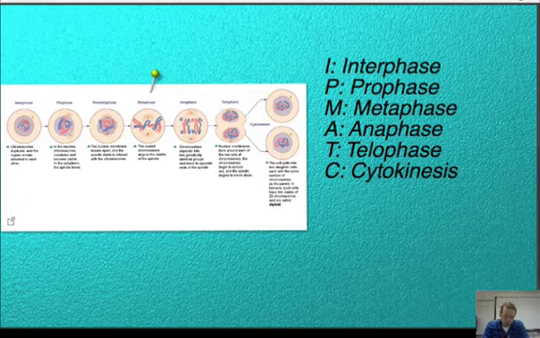And then we're moving on to the left-hand page of your notebook, page 66. Make sure you write down what happens in each phase, and you're also drawing what's happening within the cell at each phase, because there are going to be questions that pop up: what phase does this picture show? So you need to know what's happening within that cell.